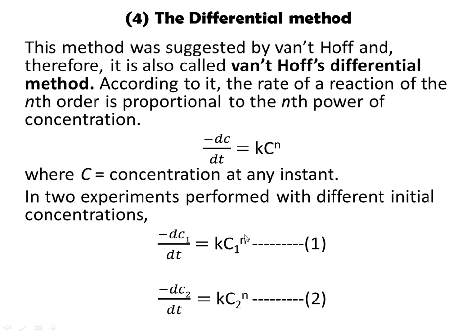So that is equal to the nth power of the concentration of the reactant. Minus dC2 divided by dt is equal to K C2 raised to n. This n represents the power term of the concentration, and it represents the order of this particular reaction when the concentration of the reactant is C2.